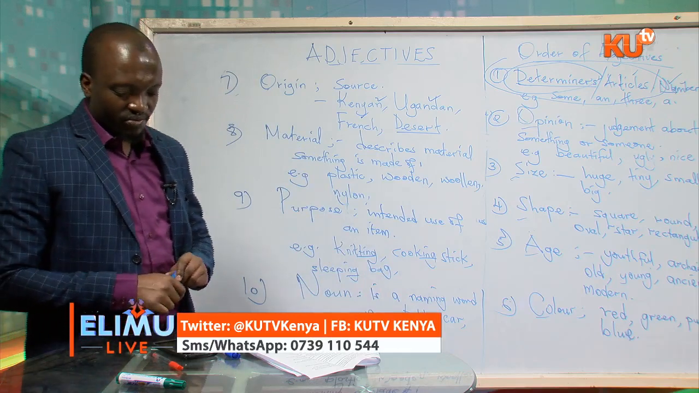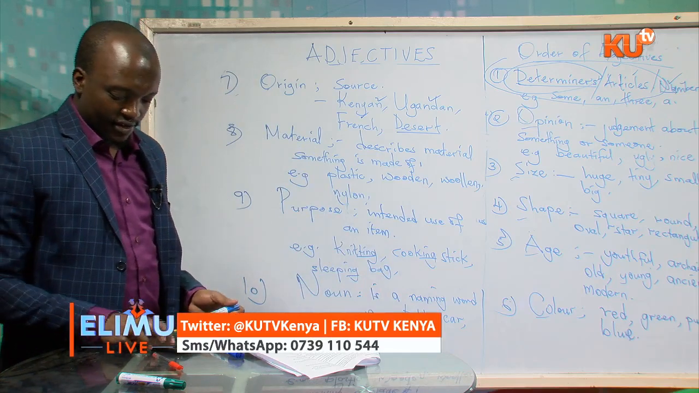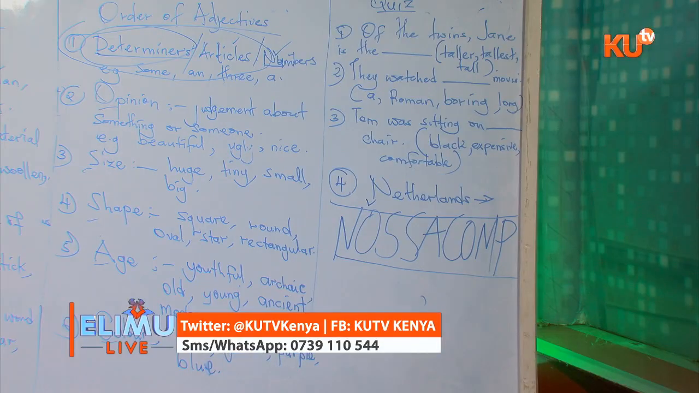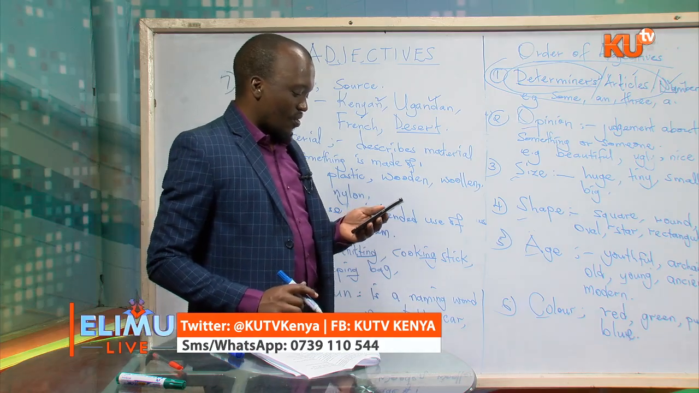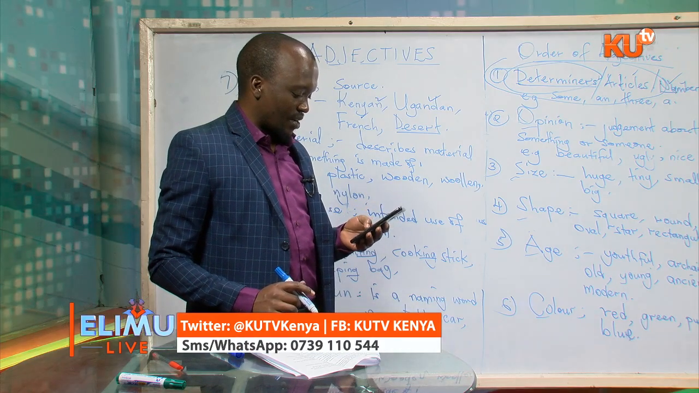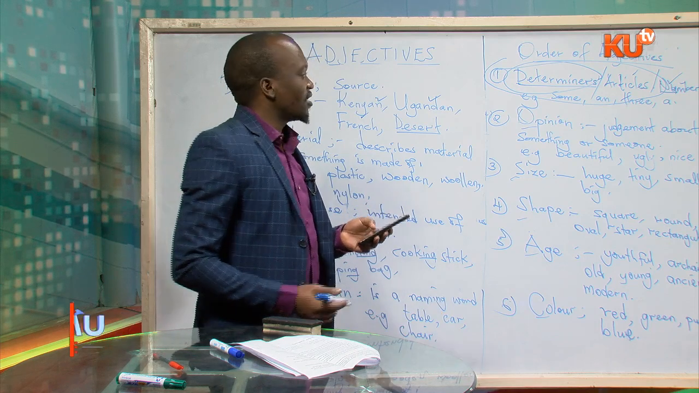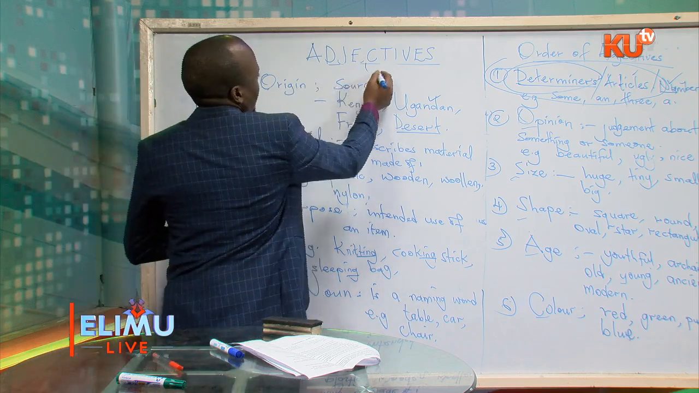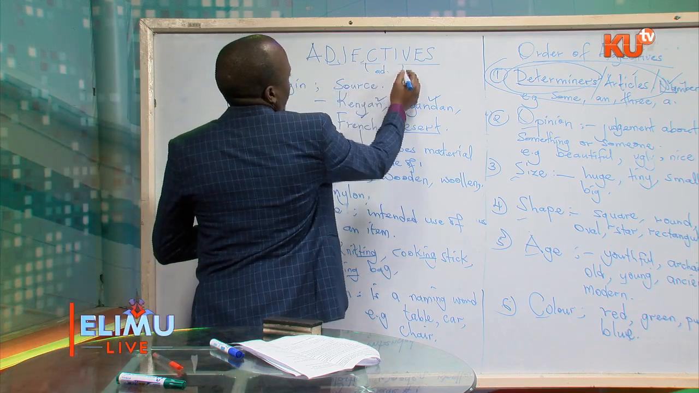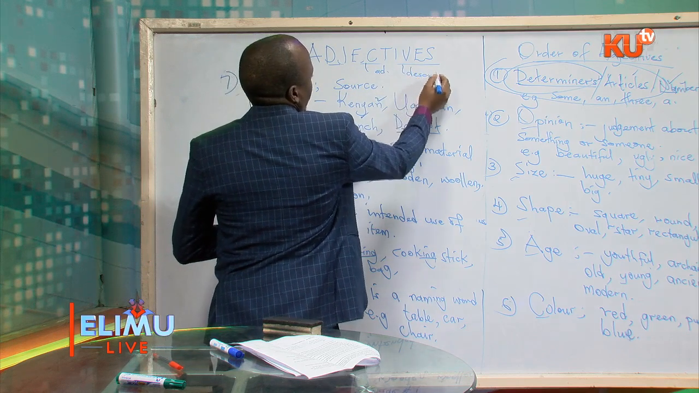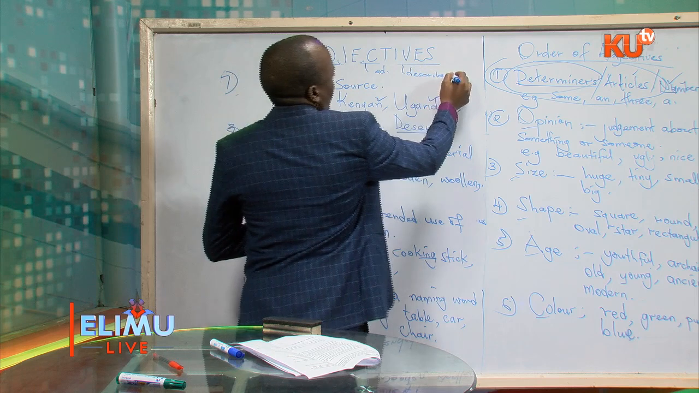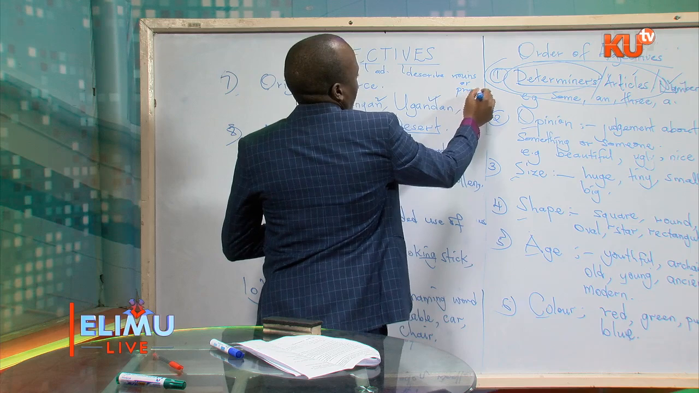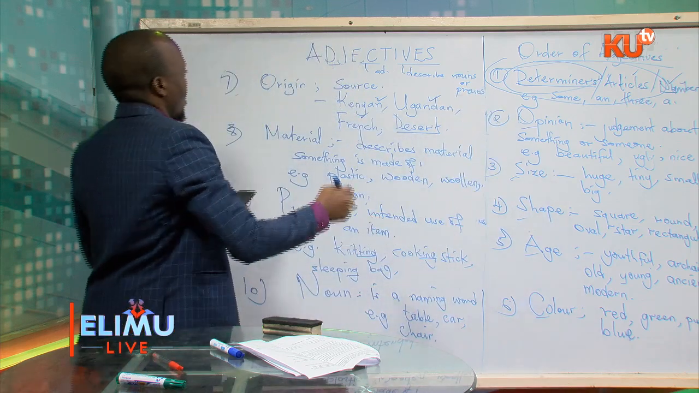Let me go through your feedback very fast. Hello, my name is Edwin from Soy. I'm class 7, and my question is, what is the difference between adjective and a verb? Edwin, adjective, we say that adjectives describe nouns or pronouns. Adjectives describe nouns or pronouns. A verb.